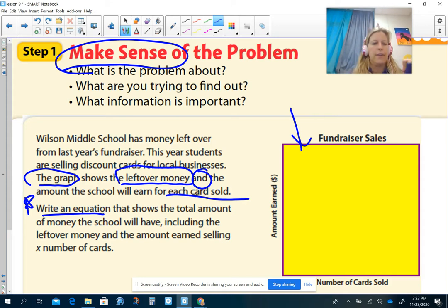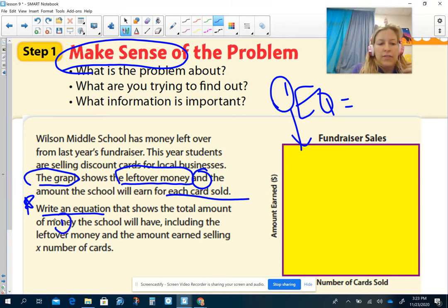Okay, so let's see what we have. We want to write an equation. So we're going to come over here. I have to have an equation. And in my equation, I want the total amount of money that includes the leftover money and the amount of money earned selling X number of cards.